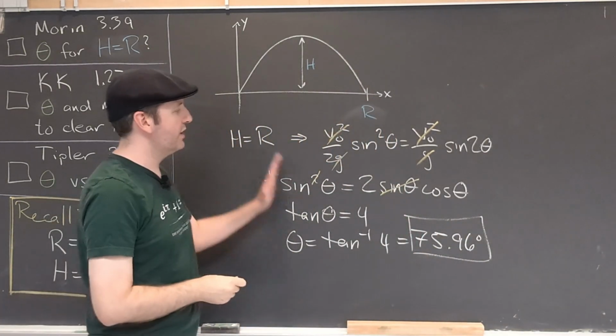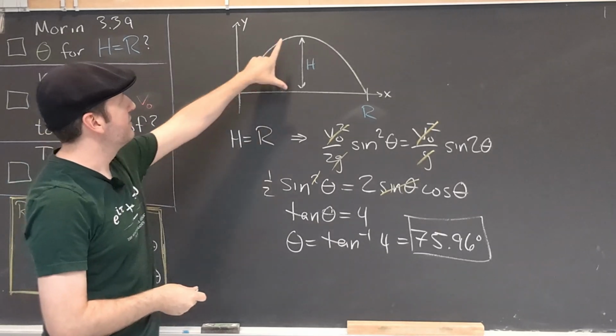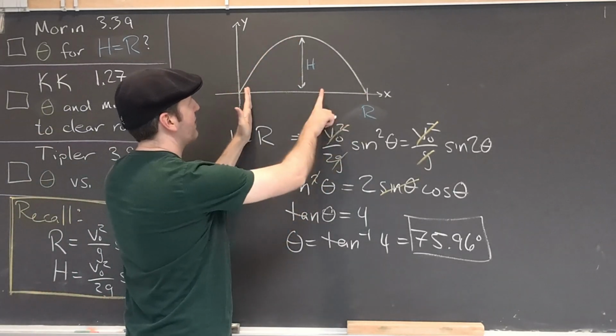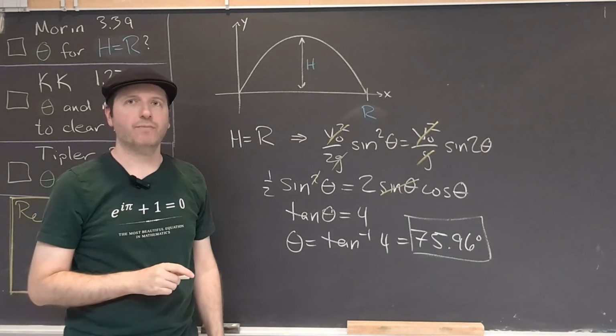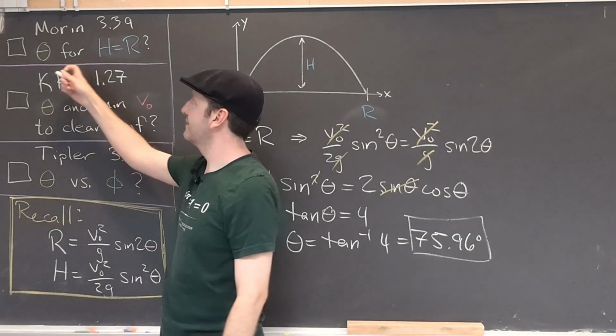And that tells us that if you launch it at around 76 degrees, the height that it travels and the distance that it travels will be the same. Okay, so that gives us our first solution.